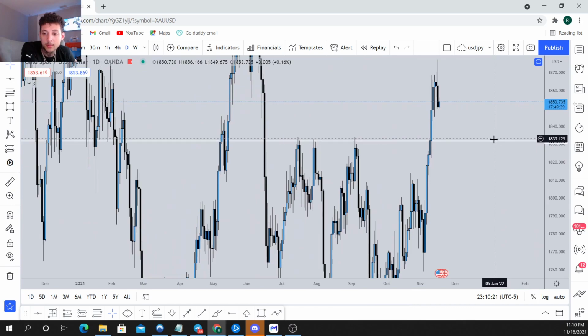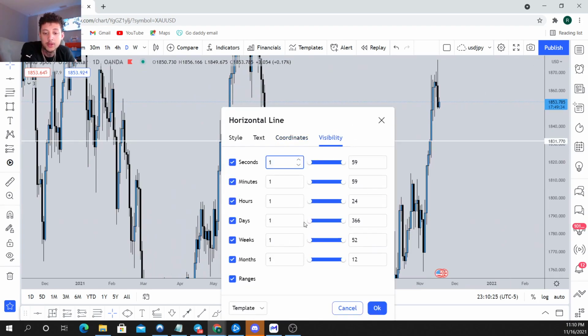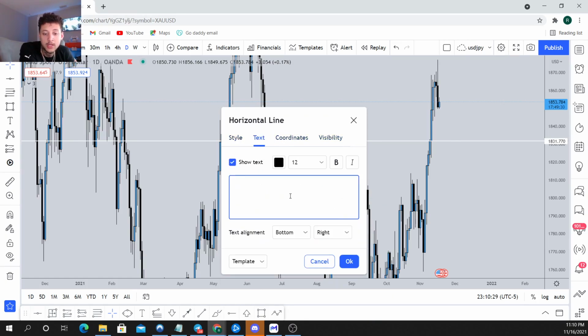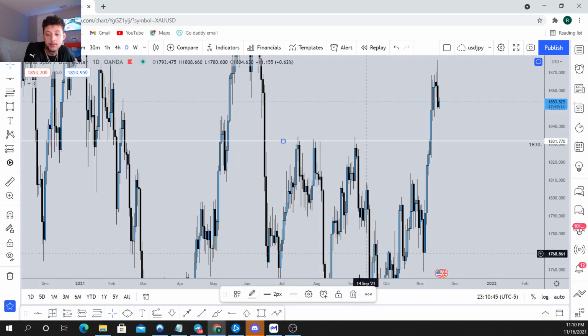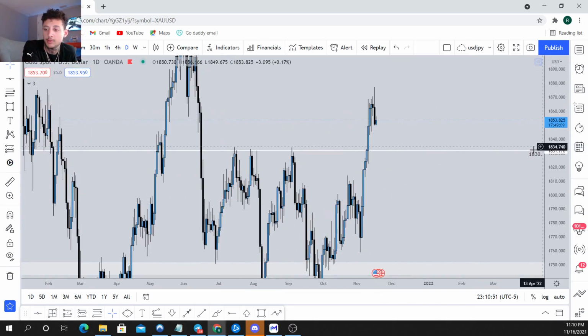By the way, go into your settings and make sure the visibility, you can copy all of my settings, but for the style, you want it to show price. Then go to text, text alignment bottom right, and you can add daily and add the price. That's a little bit unnecessary, but what I like to do is add 1830. I already know it's the daily just because I'm using a horizontal line. So I know when we're coming to the 1830 resistance.